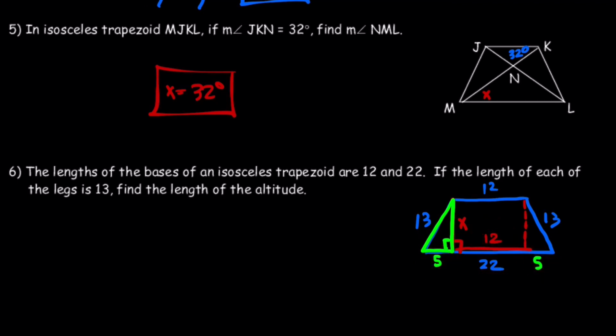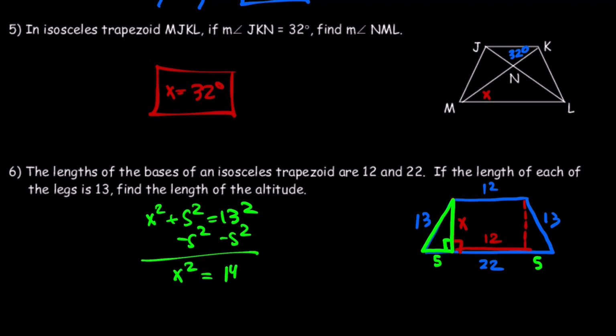Okay, so now I can use this triangle, my Pythagorean theorem, and say x squared plus 5 squared equals 13 squared. I'm going to subtract 5 squared from both sides. Use your calculator. That gives you 144. And then finally, we just have to take the square root, and x equals 12. That is the altitude, that's this length right here, of that trapezoid.